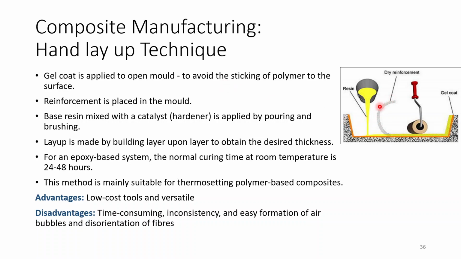This reinforcement is placed in the mold, and this base resin mixed with a catalyst, which makes it hard with time, is applied by pouring and brushing. So it is applied, and this is your reinforcement. It is also rolled down. Now layup is made by building layer upon layer to obtain the desired thickness. So such as here this layer is made, again you can make one more layer depending on what size you require.